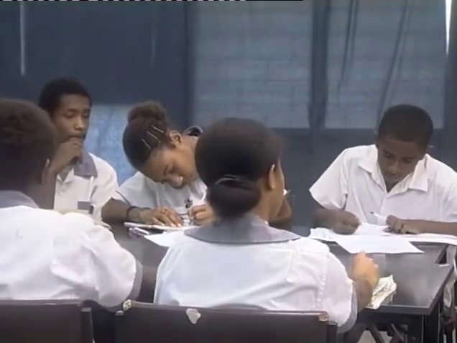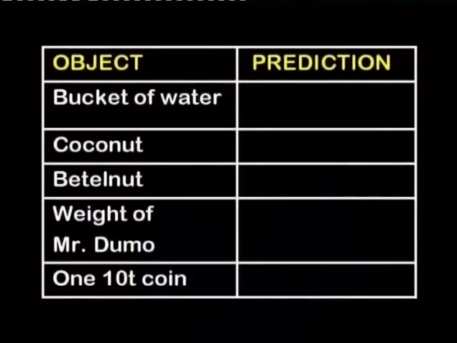Okay, now let's move on to our activity for today's lesson. Now, receiving teachers, we have 5 groups, okay? What we're going to be doing now for our activity is to predict the weights of different objects. Now, receiving students, these are the different things that we are going to weigh. But firstly, we will have to predict first.